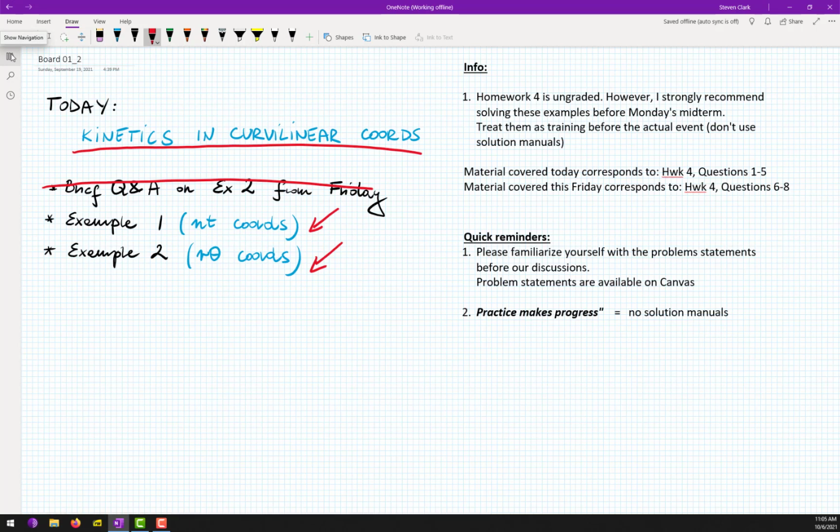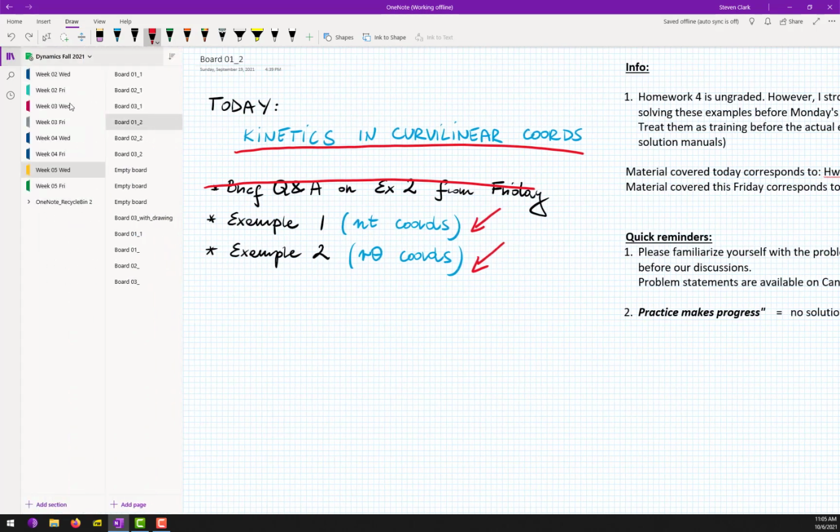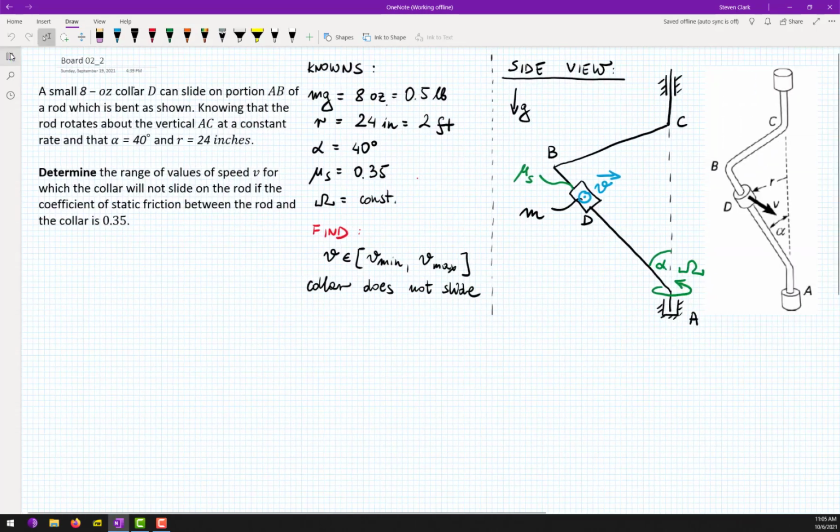Or example number 1. Please familiarize yourself with the problem statement before we start our solution. Okay.